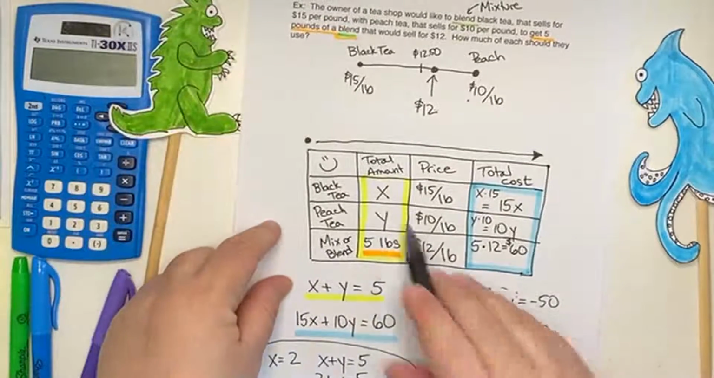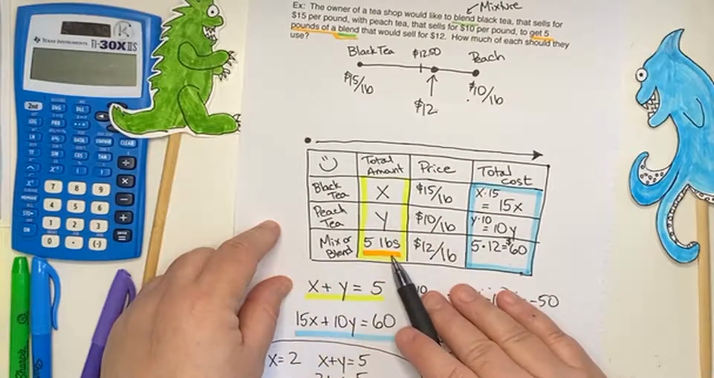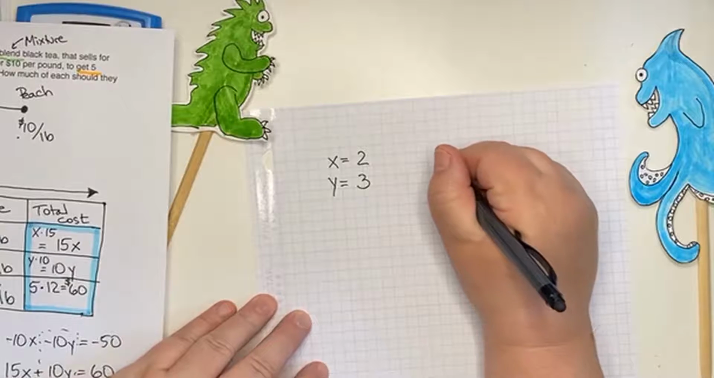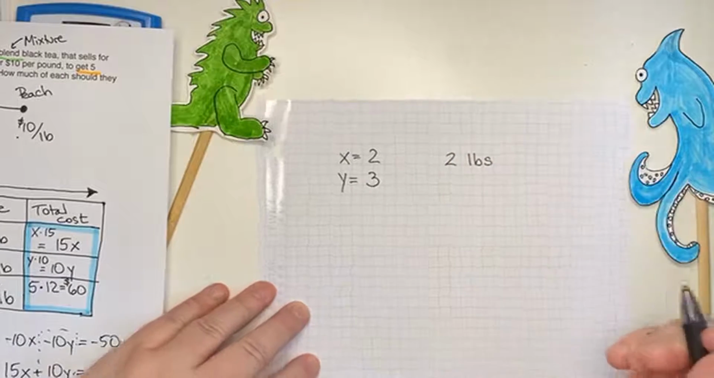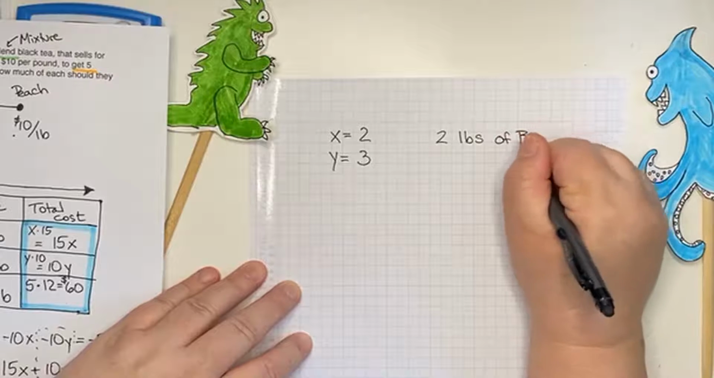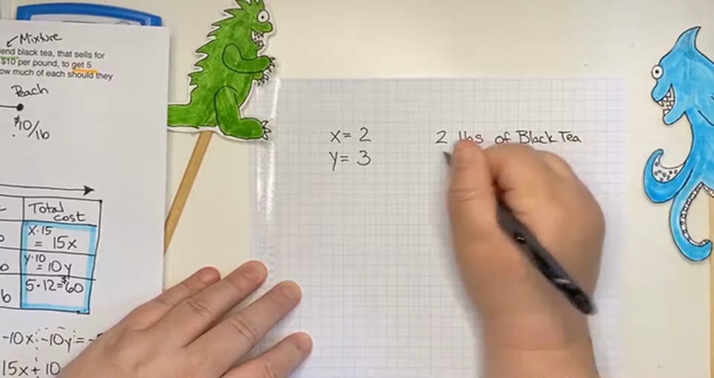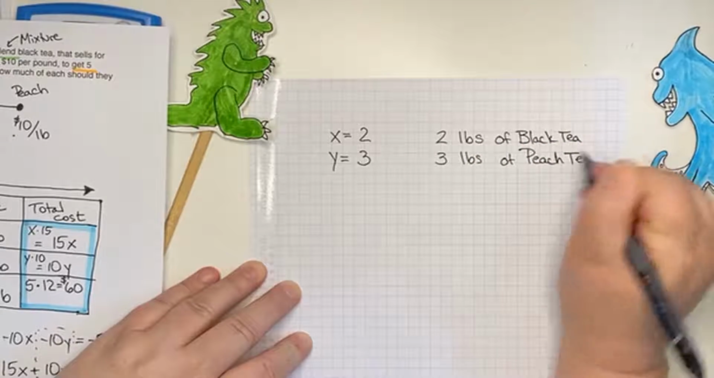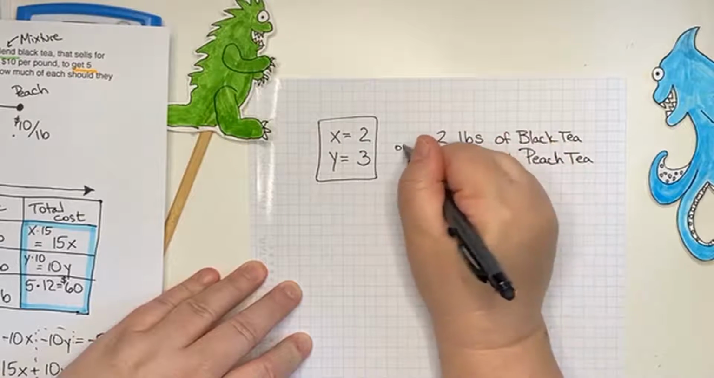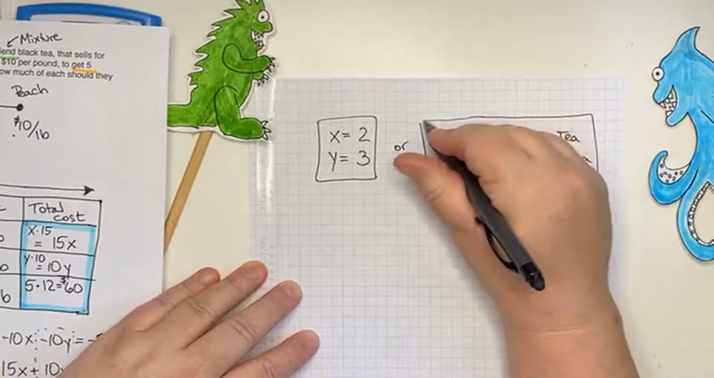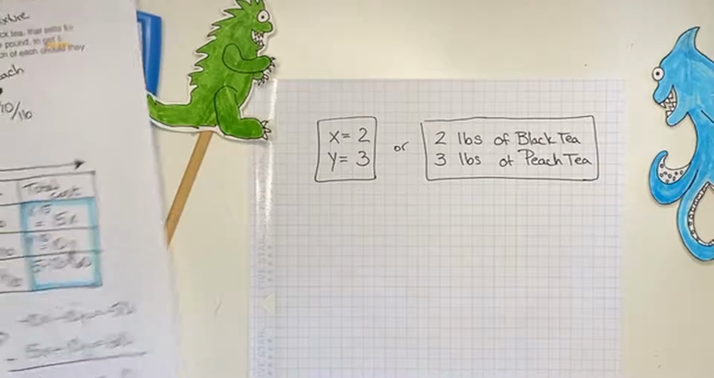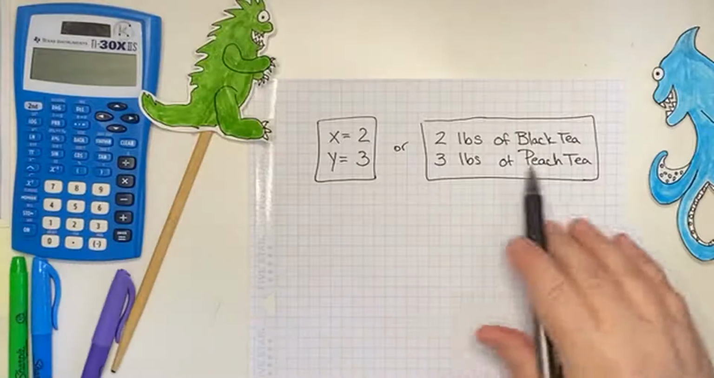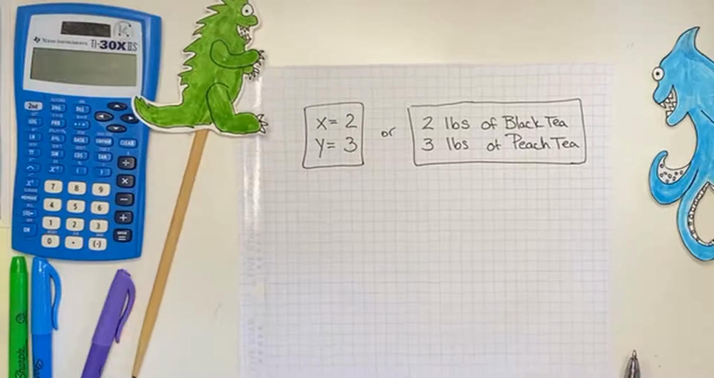Okay, so let's see. X is the amount of black tea, the number of pounds, and Y is the peach tea number of pounds. So we've got 2 pounds, and you can write out pounds if you want, of black tea, and 3 pounds of peach tea. And then it's nice to box things when you're working on a word problem, because a lot of times your work can get kind of messy. Mine was pretty okay, but it is a little bit hard to follow. So boxing your answer makes life easier for you and anyone who's looking at it.